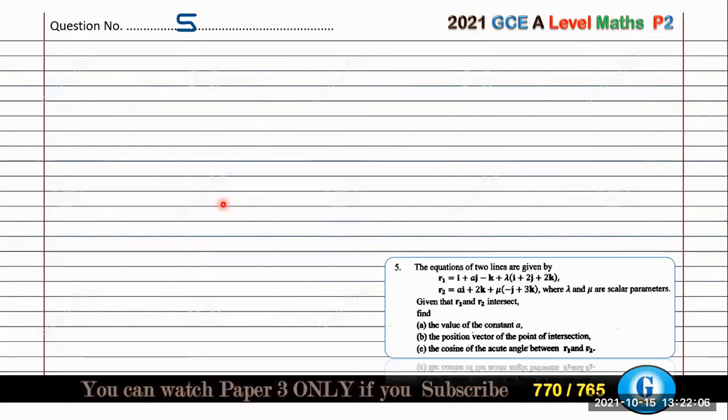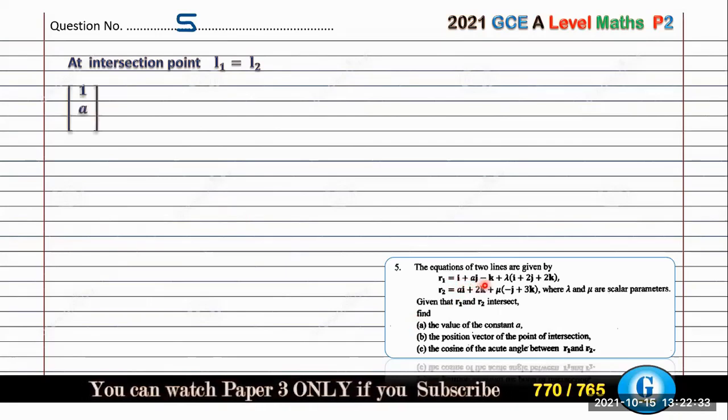So the equations of two lines are given by that and that. Find the value of the constant A. So since they intersect, it means that line 1 is equal to line 2. So we equate the lines, right? We can write them in column matrix form. R1 will be the coefficients, right? So we have 1, A, minus 1, then plus lambda times 1, 2, 2.